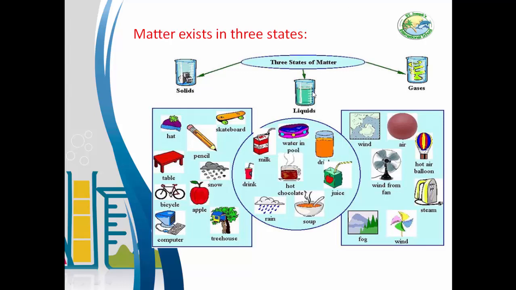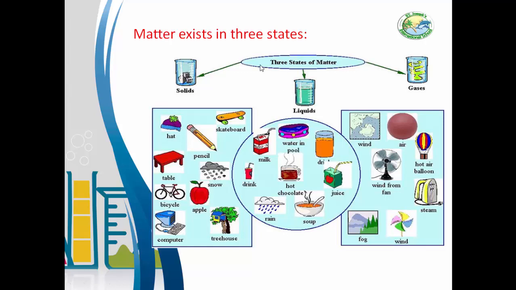The second state of matter is liquid, like water, juice, soup, rain, and drinks, and we have other examples like oil, alcohol, mercury, and kerosene. And the last state is the gaseous state, like air, oxygen, water vapor, nitrogen, and carbon dioxide. So matter exists in three states.